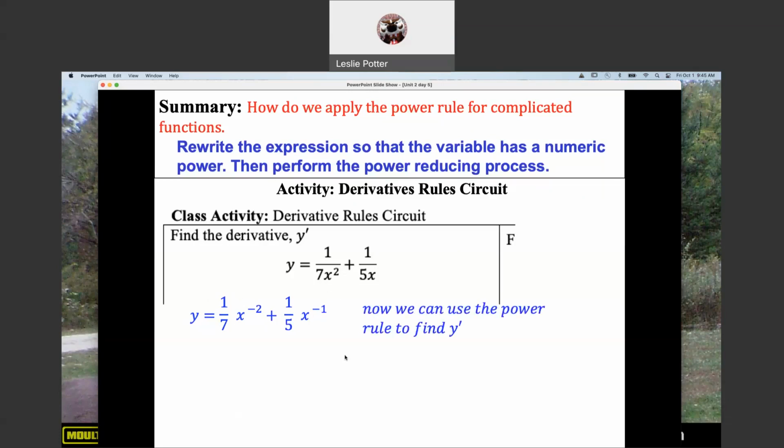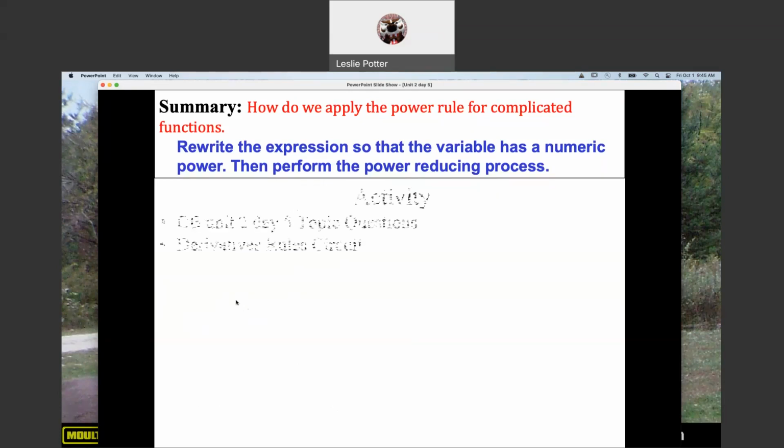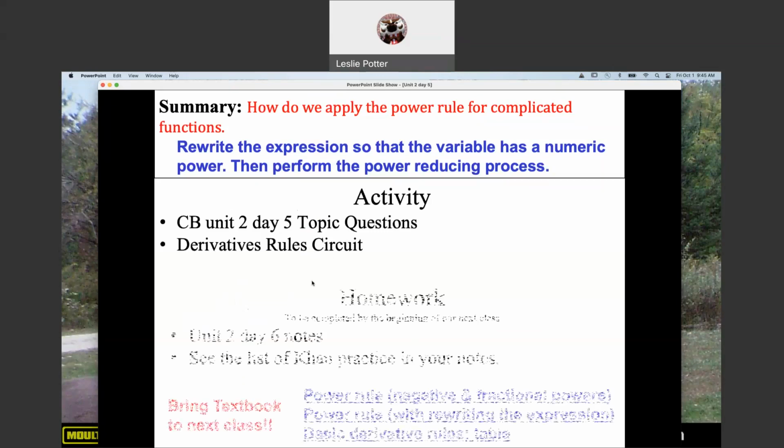Okay, and what we'll do is you'll get an answer if you are going to do the circuits. You'll get an answer, but you'll see an answer down in the box that's not the correct answer. You have to search all the other boxes to find the correct answer, and then that's the question you do next. And so it's kind of self-correcting that way. Like I said, these are optional. Okay, we'll do the topic questions. The topic questions are expected. The derivative circuit is optional.